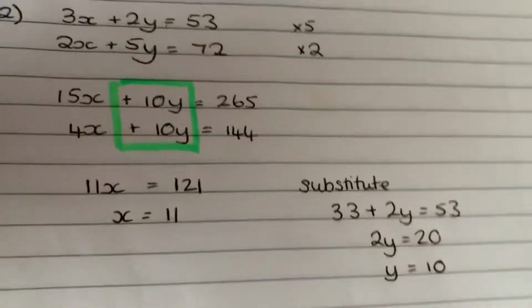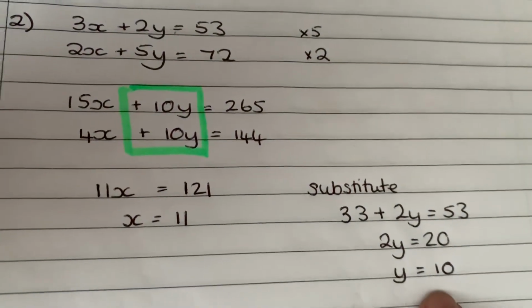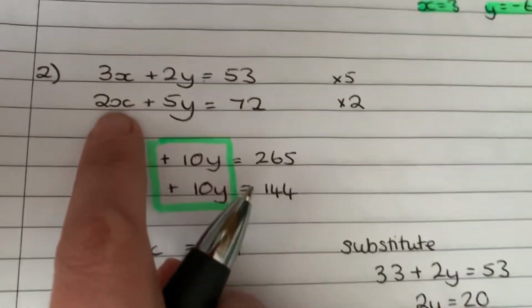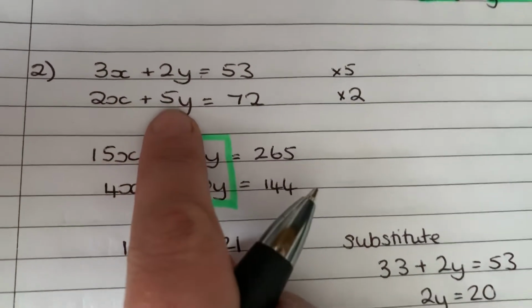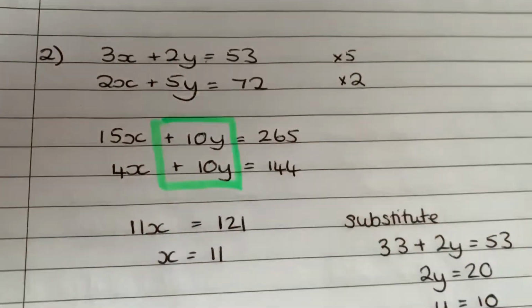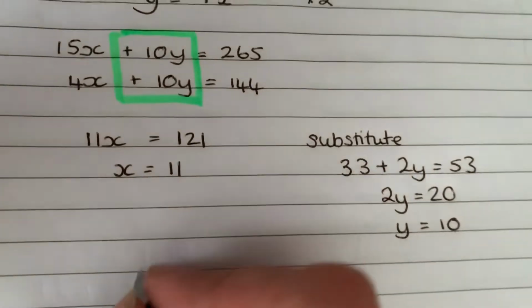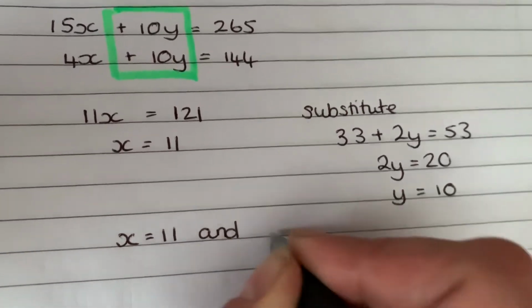Now, with simultaneous equations, you can always check your answer. So you could always put these two solutions back into, say, for example, the second one. So you know that this was 2 times 11 is 22, 5 times 10 is 50, that makes 72. Yeah, it works for both equations, so I know that I've definitely got it right. Remember, we write our solution out, making it clear.